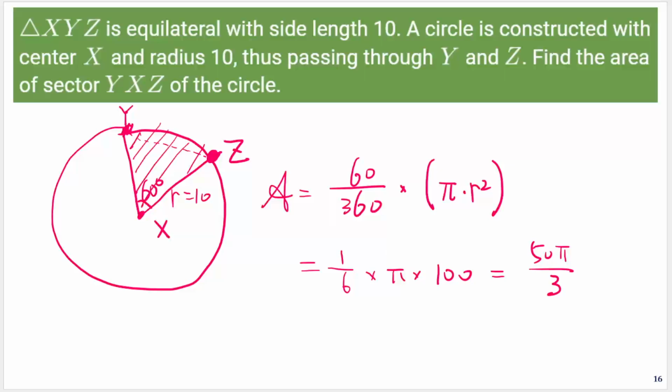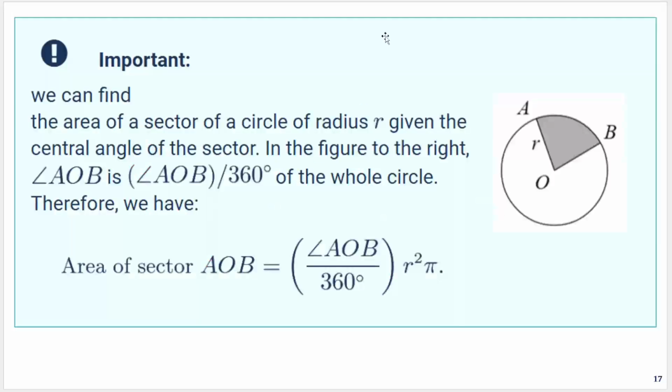Do you have any questions? So let's put this in a summary. This tells us that we can find the area of a sector of a circle of radius r given the central angle of that sector. In the figure to the right, the sector AOB is the measurement of angle AOB in degrees over 360 degrees of the whole circle, right? Therefore, the area of sector AOB is the ratio between the angle AOB in degree measurement over 360 degrees, times pi r squared.